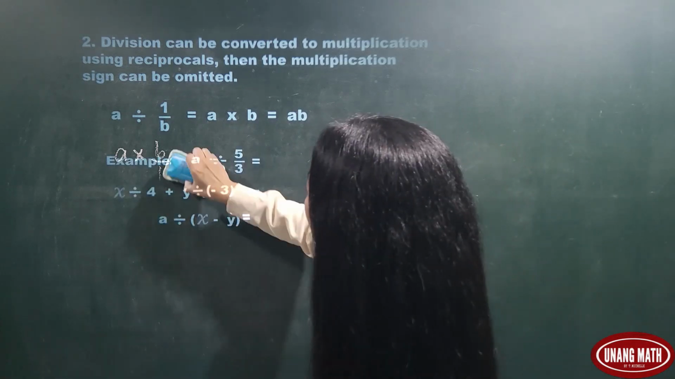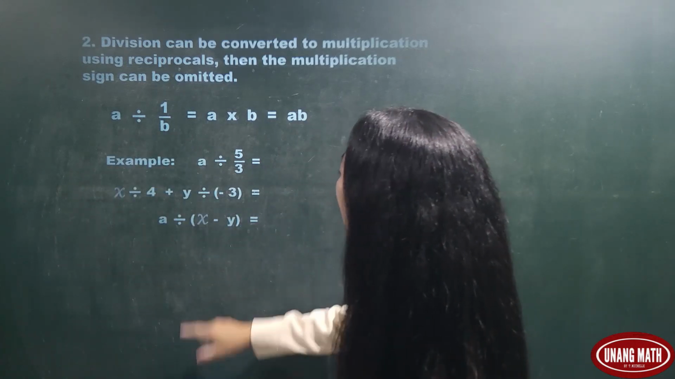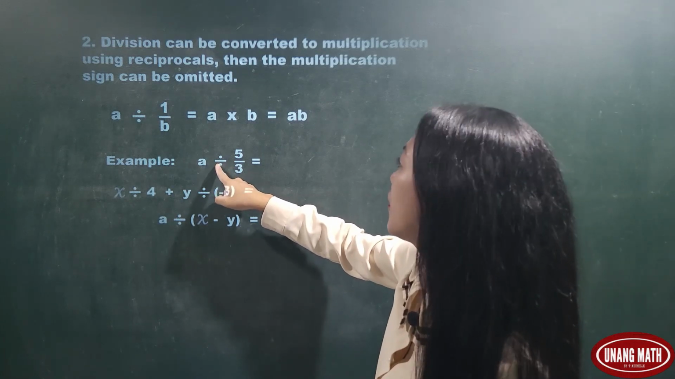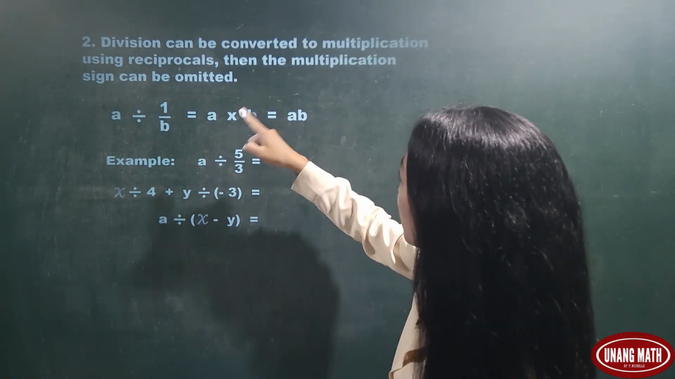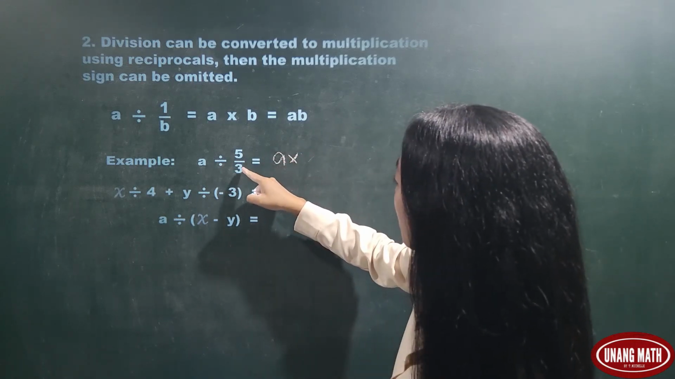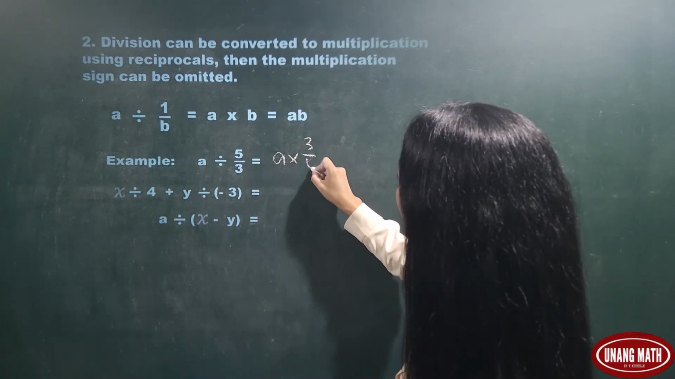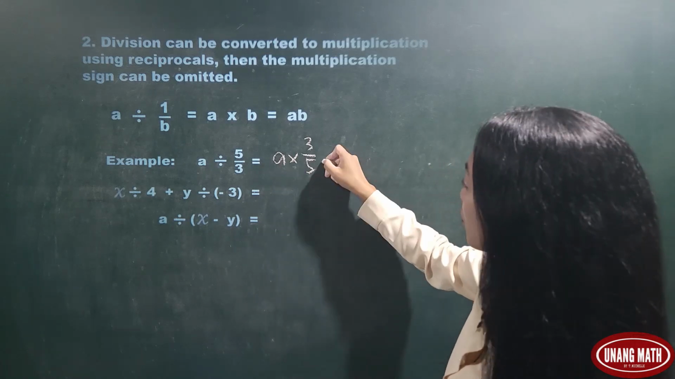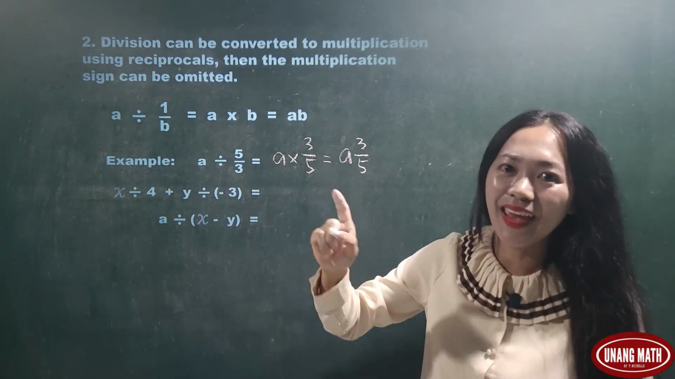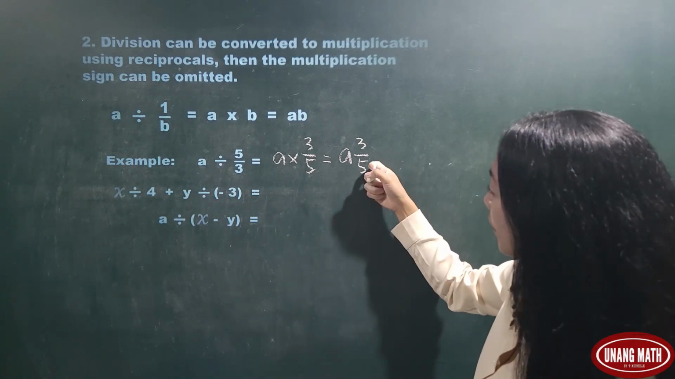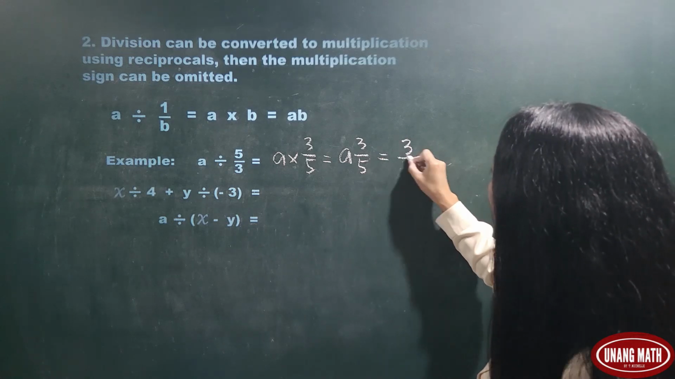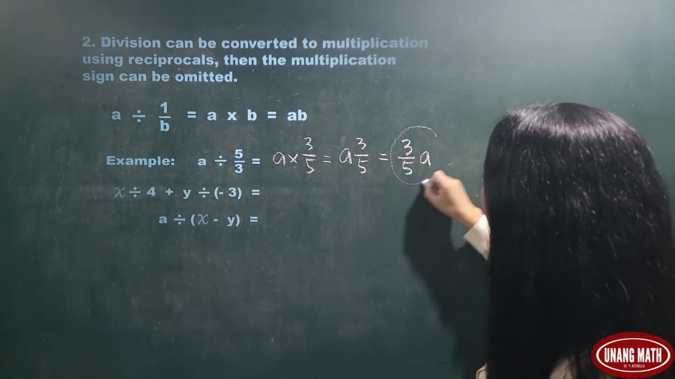More examples. a divided by 5 over 3. Remove the division sign. Convert to multiplication using the reciprocal. So this is a times the reciprocal of 5 over 3, which is 3 over 5. Remove the multiplication sign. So it's a times 3 over 5. But the rule is we have to write the number first before the variable. So it must be 3 over 5 a.